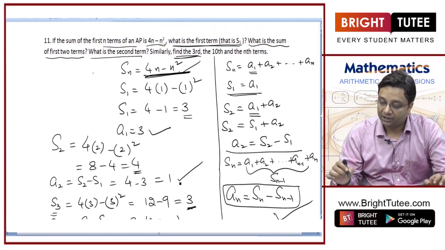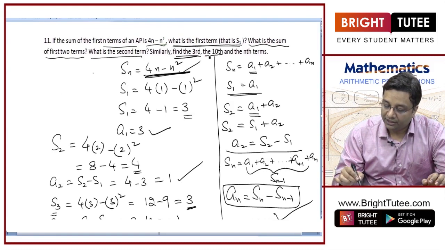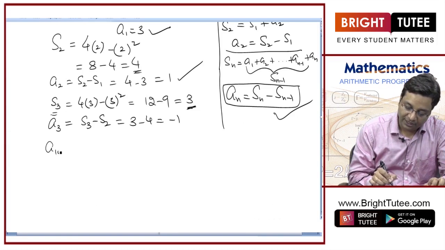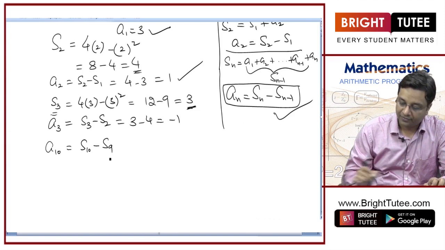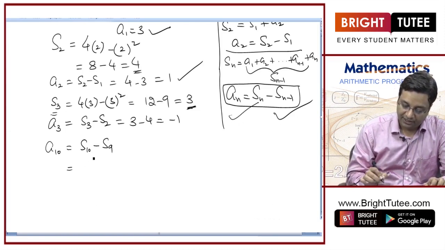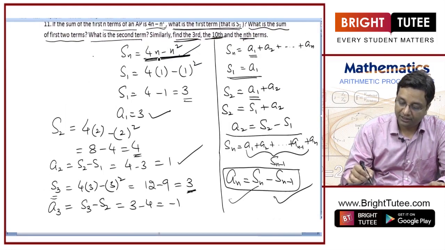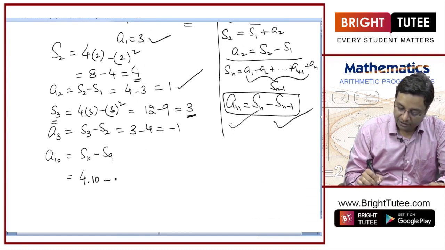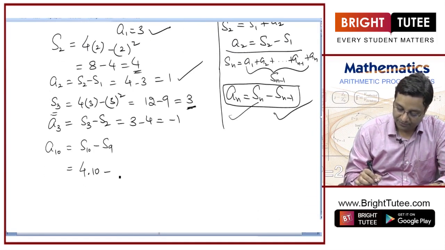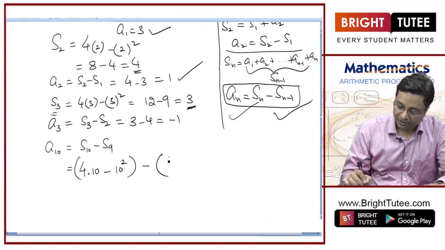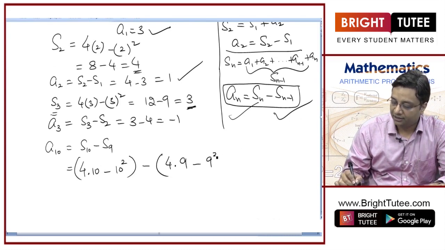Let us see what is the next question. He wants us to find the 10th term and nth term. What will be 10th term? 10th term will be A10, which is equal to S10 minus S9. I have just placed n equal to 10 in this formula. So S10 is what? I just need to replace n by 10 here. So it will be equal to 4 into 10 minus 10 squared. Okay. And what is S9? 4 into 9 minus 9 square.